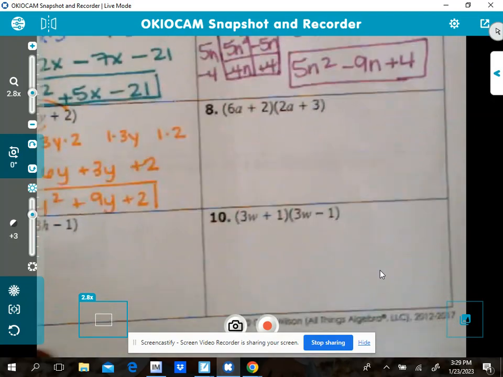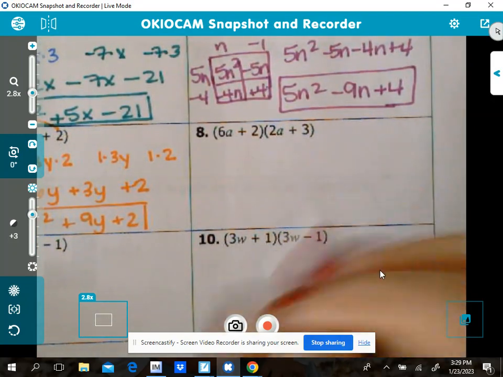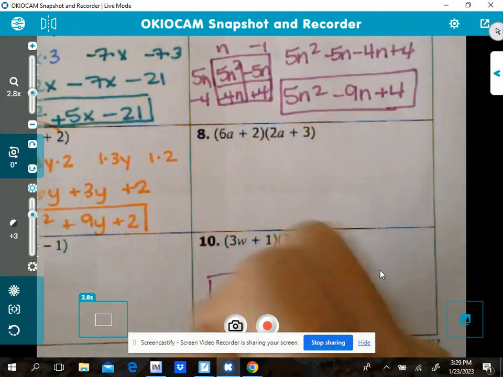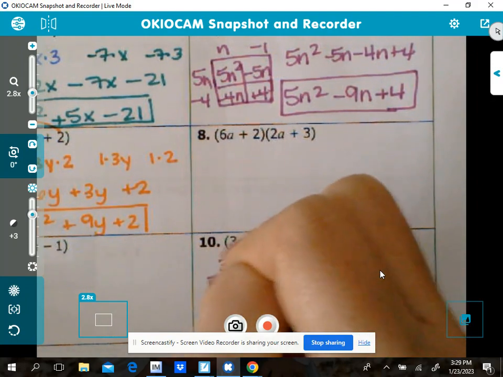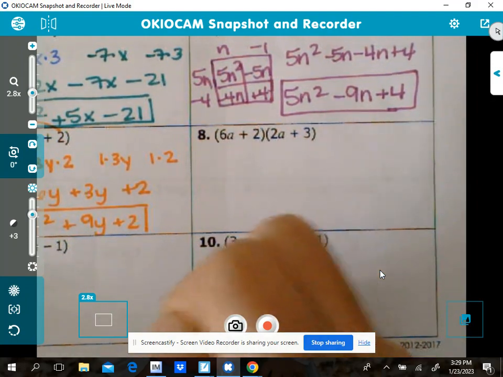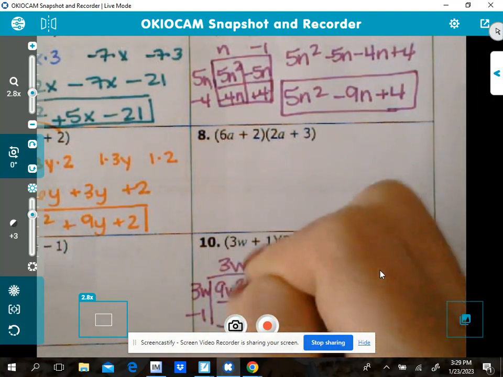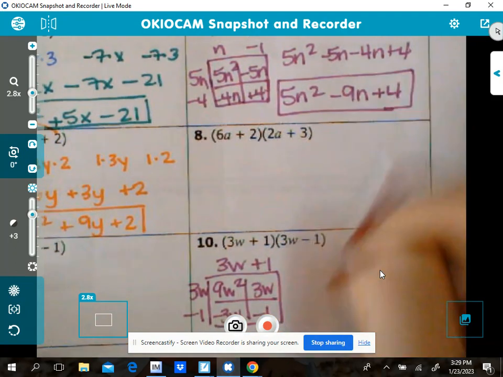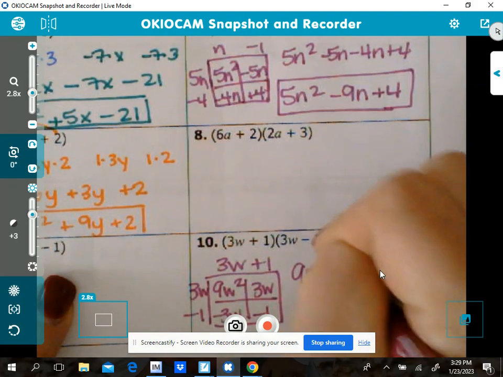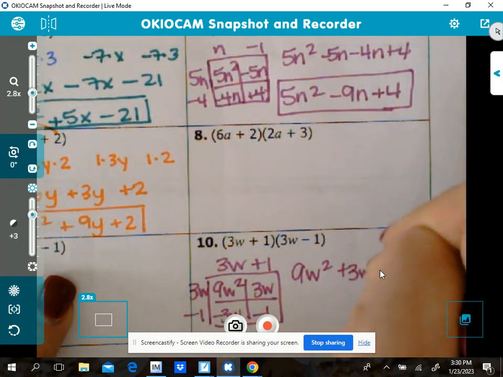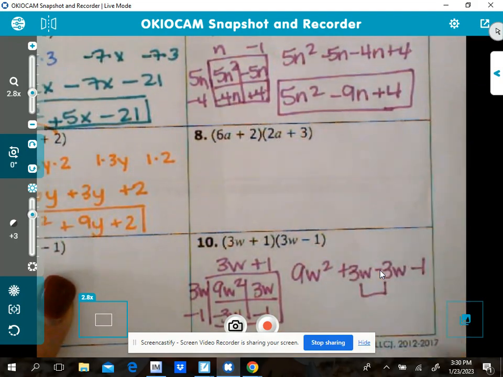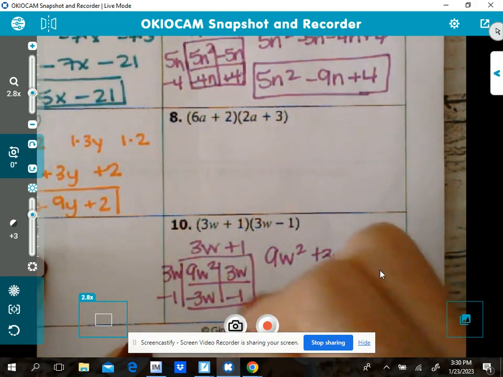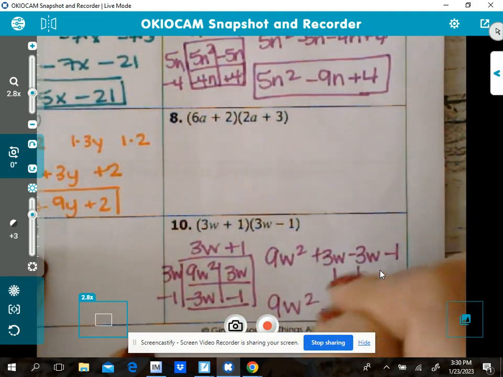All right, and then I'm going to skip down to 10 just real quick. Okay, and draw that one out for you. 3w plus 1 and 3w minus 1. So that's 9w squared, 3w, negative 3w, and negative 1. So 9w squared plus 3w minus 3w minus 1. Again, those cancel, so our final answer is just 9w squared minus 1.